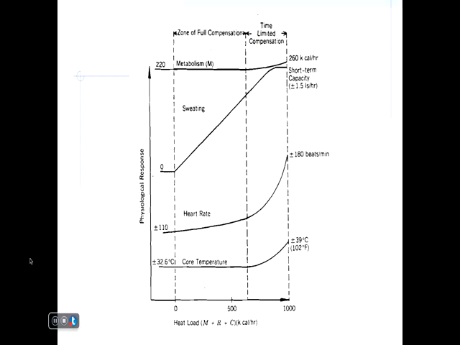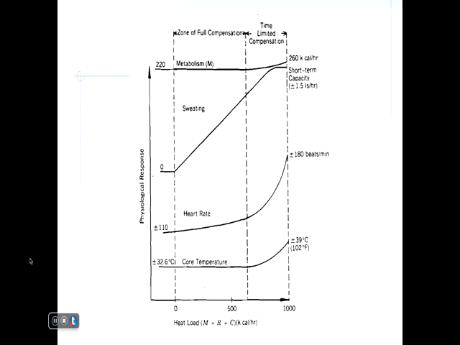Now, what happens in the time-limited compensation? This is over on the right, the area between the two dashed lines on the right. This is where things start getting problematic. Metabolism doesn't change too much. You see it goes up a little bit. But sweating is going to peak and then start to level off. And this is because there's only so much sweating you can do. Your body is limited by how much sweat it can produce. There comes a point where it can simply not produce enough sweat to cool down.